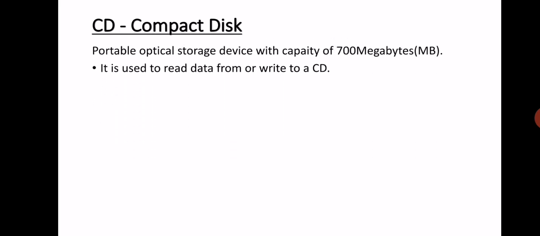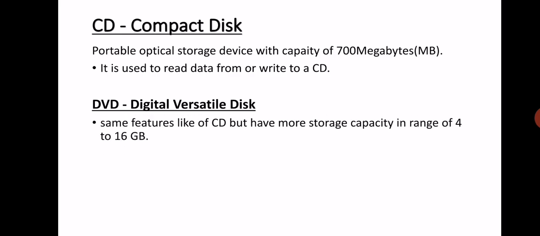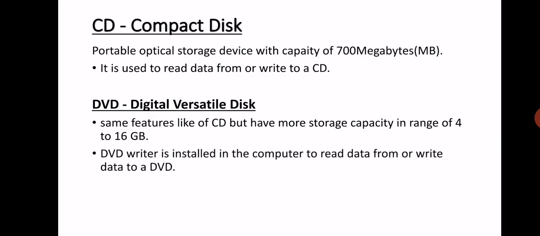Compact disc. A compact disc or CD is a portable optical storage device with a capacity of 700 megabytes. It is used to read data from or write to a CD. Digital versatile disc, that is DVD. A DVD has the same features as a CD but has more storage capacity, in the range of 4 to 16 gigabytes. A DVD writer is installed in the computer to read data from or write data to a DVD.